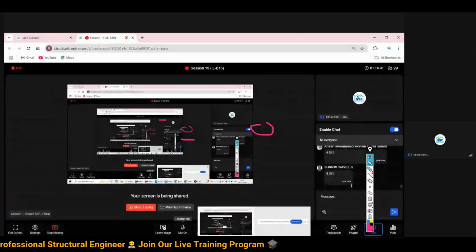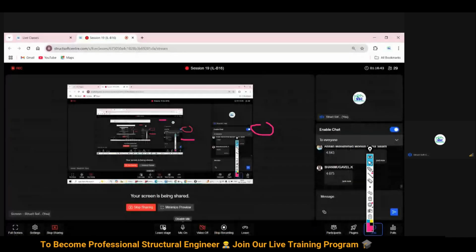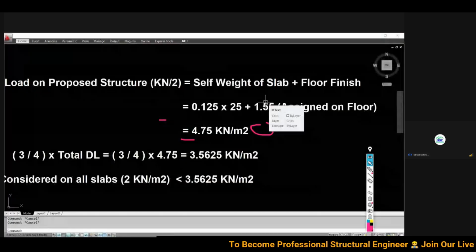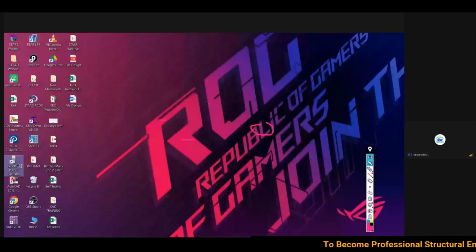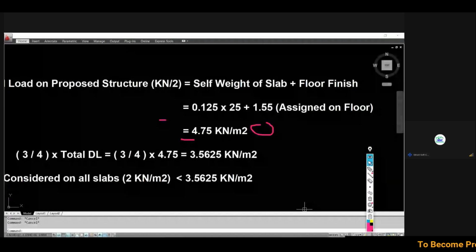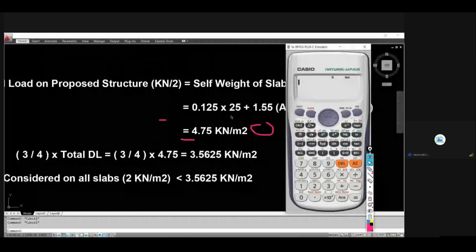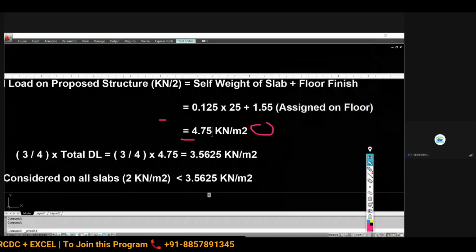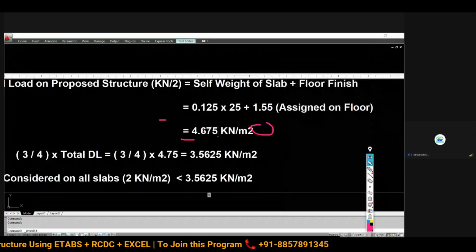4675. Check it once. No, it is wrong. I think some changes will be there. Let me do this calculation in front of you. Where is your calculator? Go to your ETABS. 0.125 multiplied by 25 plus 1.55 equals 4.675 kilonewton per meter square.